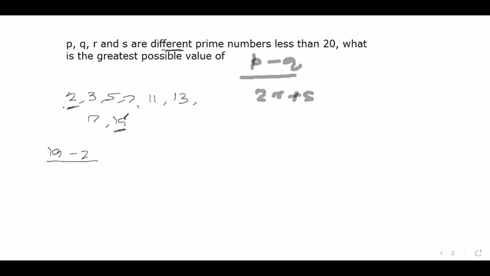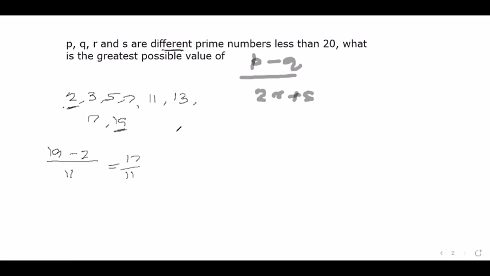And we've already used 19 and 2. So you want 2R plus S to be as small as possible. So you have to choose the R and S from here. And if you want it to be as small as possible, you might as well choose the R to be 3. So 2 times 3 is 6. 6 plus 5 is 11. So here you get 17 over 11. All right, so this looks as if it's the largest possible value of this fraction.